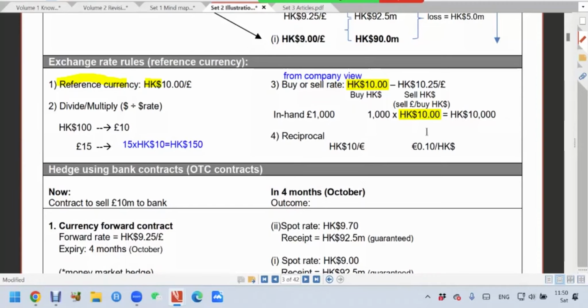That same rate here is to buy the Hong Kong dollar. I only want to remember reference currency. So this 10 here actually is buy Hong Kong dollar. I know that is true. The lower rate is for me to buy the reference currency, and the higher rate is for me to sell the reference currency. So I have established this: lower rate, buy reference currency; higher rate, sell reference currency. This is the third rule.